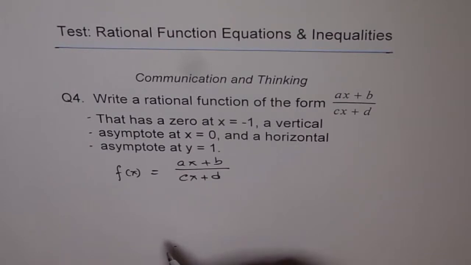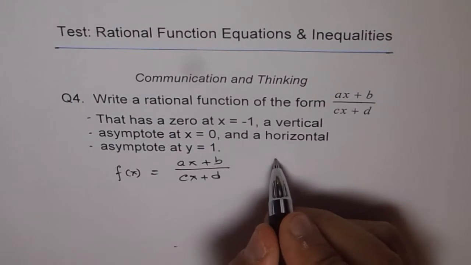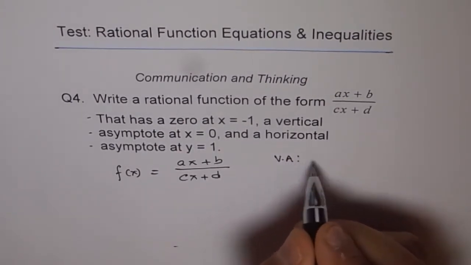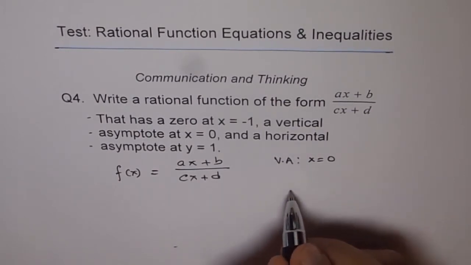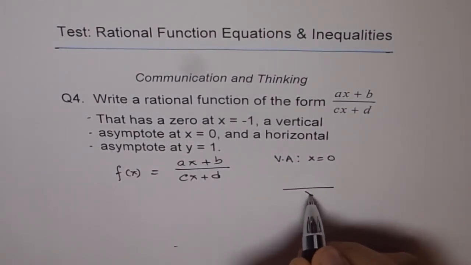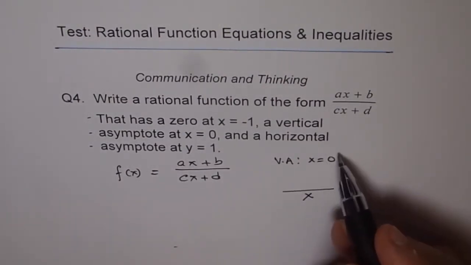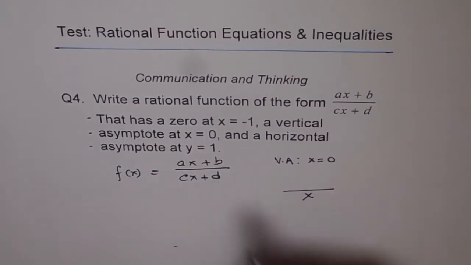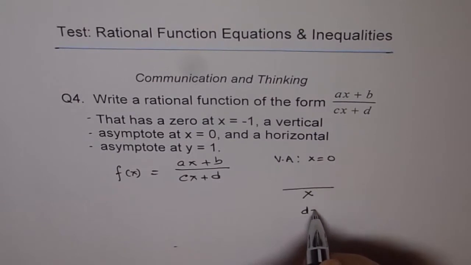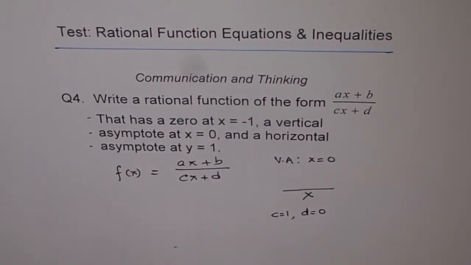I think the best place to start is with the vertical asymptote at x equals 0. When we say vertical asymptote at x equals 0, that means the denominator should be only x, right? Why have anything else? At x equals 0 we have a vertical asymptote. So that gives us that d equals 0 and c equals 1. That is how we get c and d from this condition.